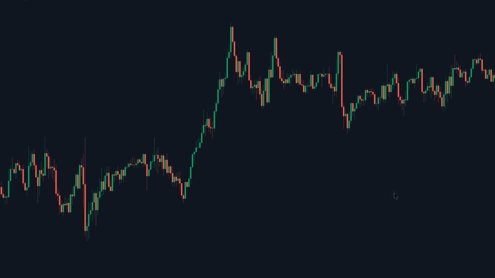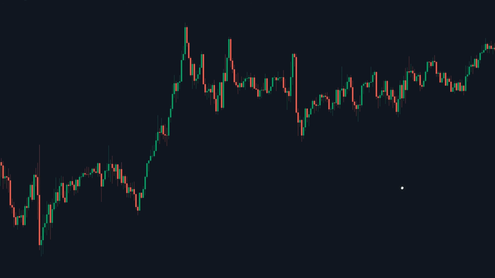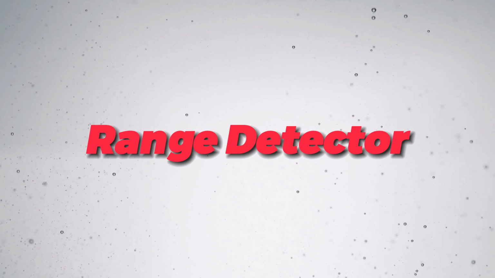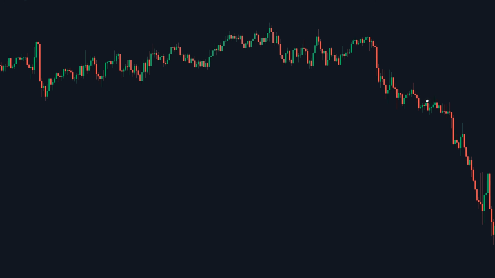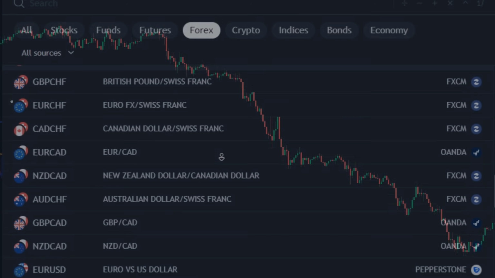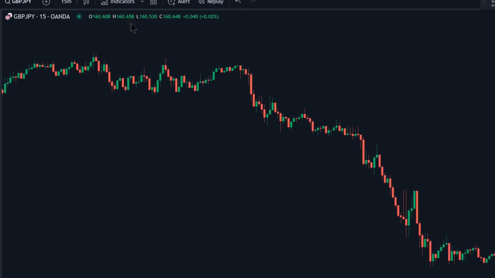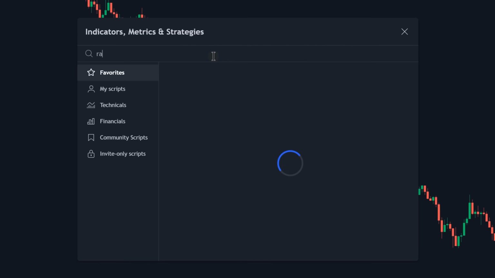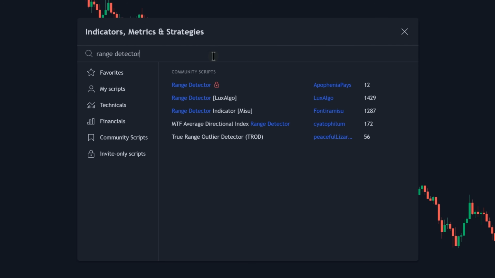Let's get into it. So, the indicator that we're talking about is called Range Detector. To add it to your chart, you're going to go to TradingView. Then load any trading security in any time frame. After you have your chart, open the indicator search tab and type in Range Detector. And it's going to be this one by Lux Algo.